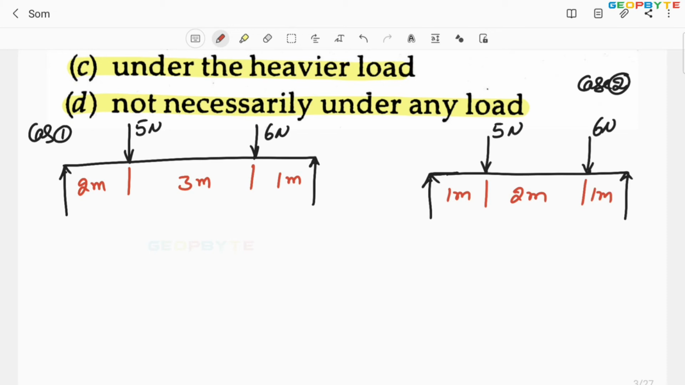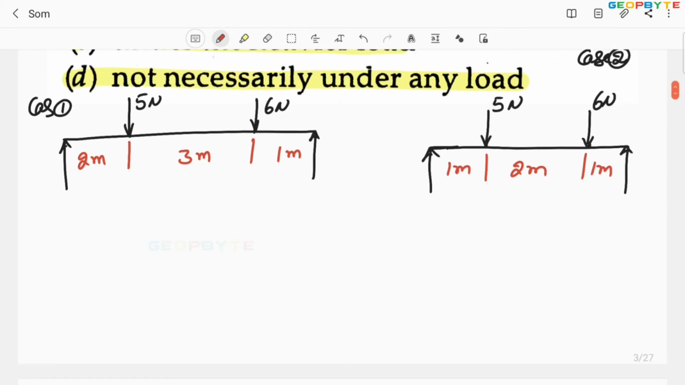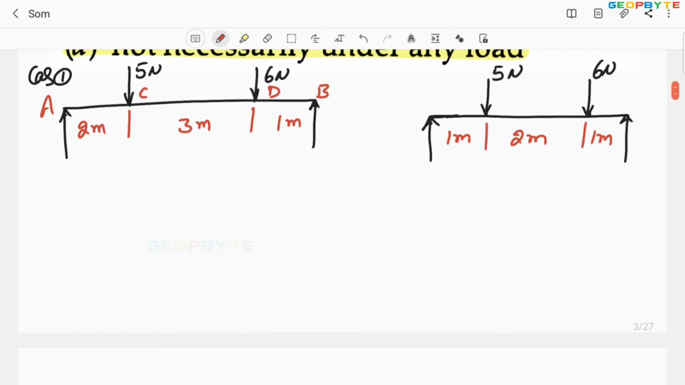For both cases, loads are the same but distances are different. These diagrams I have selected to come to know under which load the bending moment is maximum. For that, let us see the points A, B, C, D. First let us take case 1.